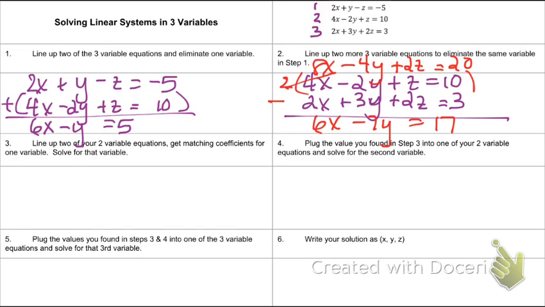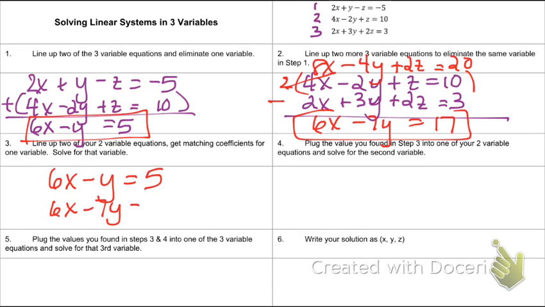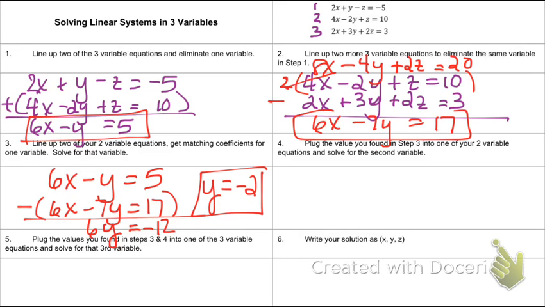Okay, so now I'm going to line up these two variable equations and get matching coefficients for one variable. So I have 6x minus y equals 5 and 6x minus 7y equals 17. I already have a matching coefficient. So I subtract: the x's go away, so -y minus -7y is +6y. And then 5 minus 17 is -12. So 6y equals -12, divide both sides by 6, I get y equals -2. So I've solved for y.